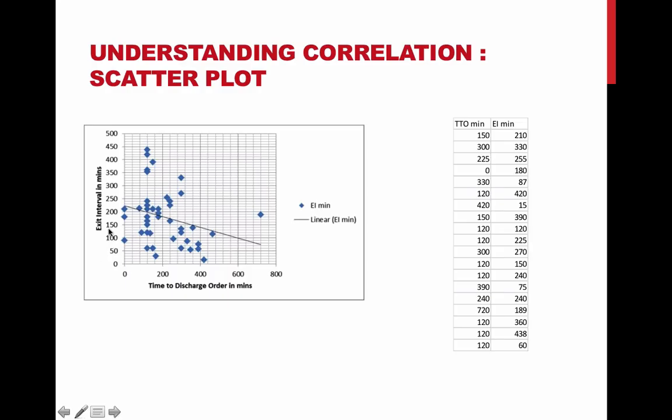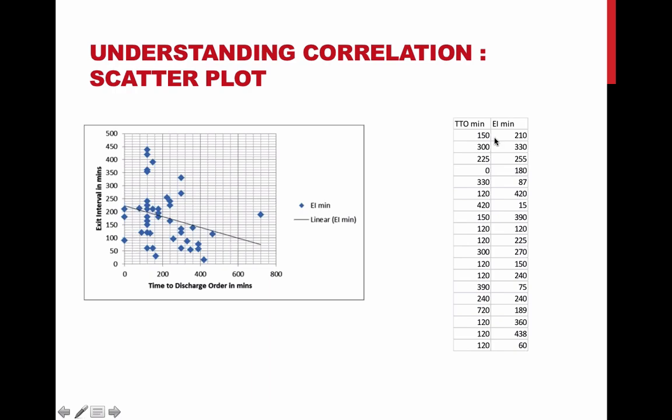Now on my scatter plot, my dependent variable goes on the y-axis. So here my dependent variable is exit interval. In other words, I'm saying that time to discharge order somehow affects my exit interval. So the effect is on the exit interval. So my exit interval is the dependent variable, and that goes on my y-axis. And my independent variable is time to discharge order in minutes. Okay, so that's on my x-axis.